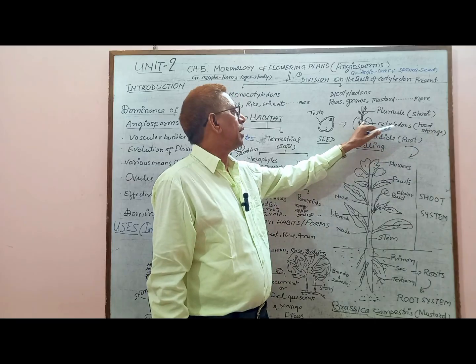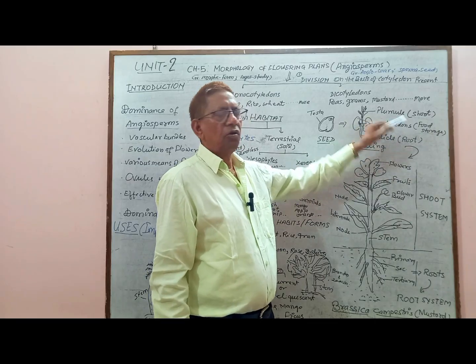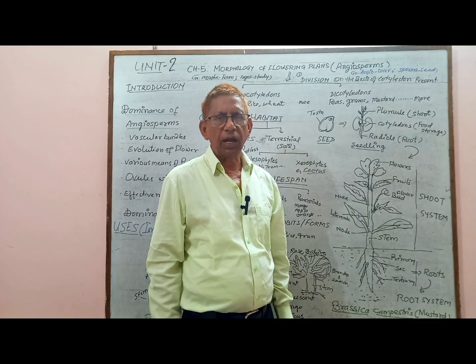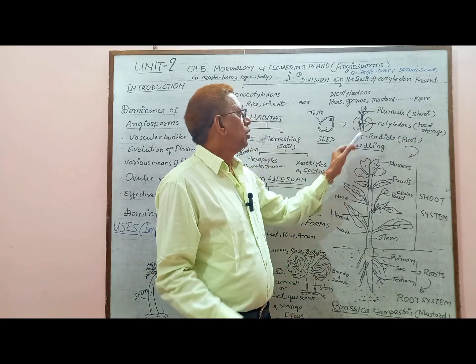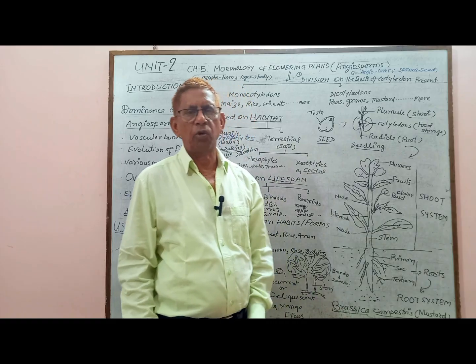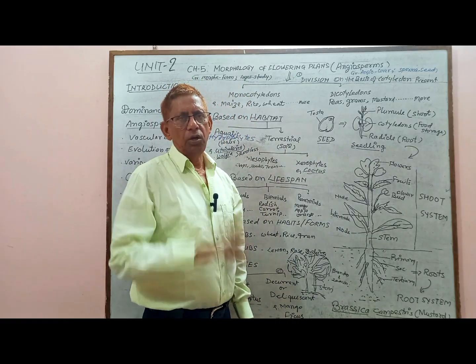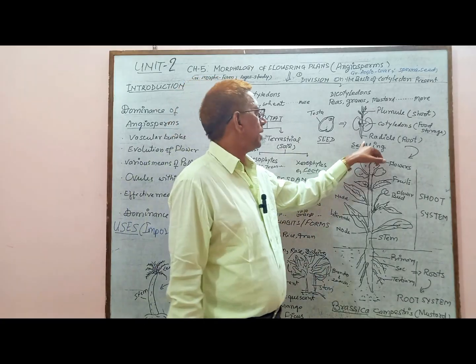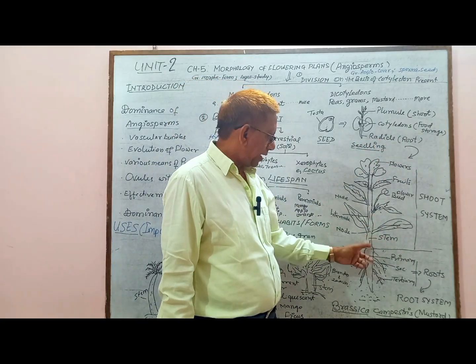Simultaneously, from the embryo, another structure develops along with the radicle, known as the epicotyl. This epicotyl is also known as the plumule, which is responsible for the formation of the shoot system.